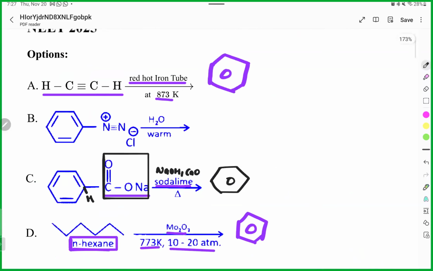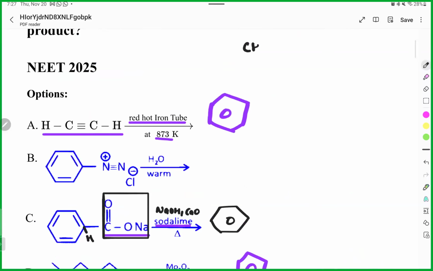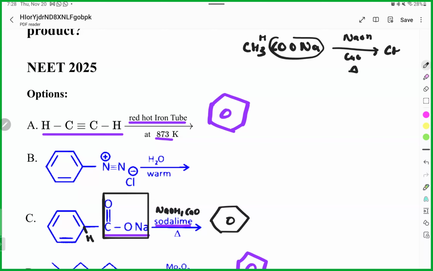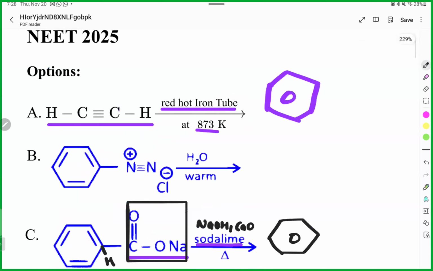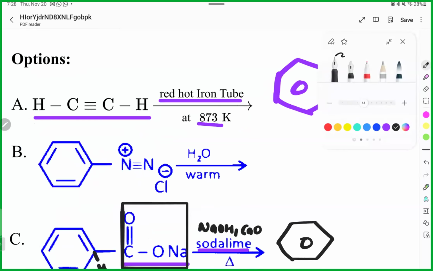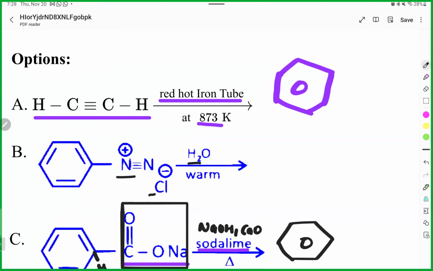Because I said, if you take CH3COONa in presence of NaOH, calcium oxide and heat, this is a decarboxylation reaction. This will be removed, hydrogen will be added. Product was this same. But this is from the 12th class. As I mentioned, you can never solve organic questions without doing full organic. If you take diazonium salt, warm water, what will be the product? Sania, phenol.